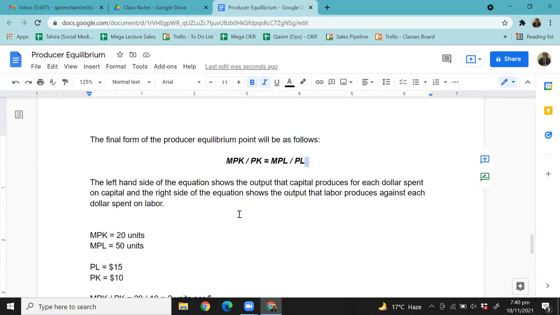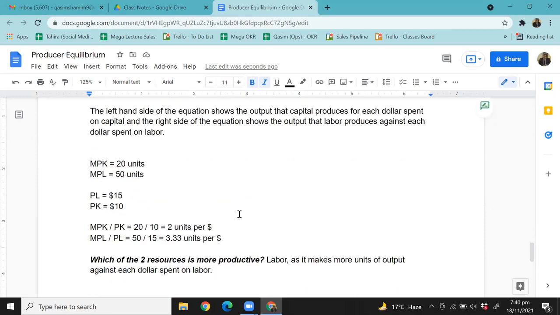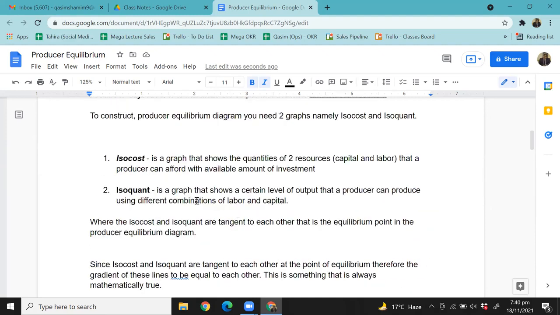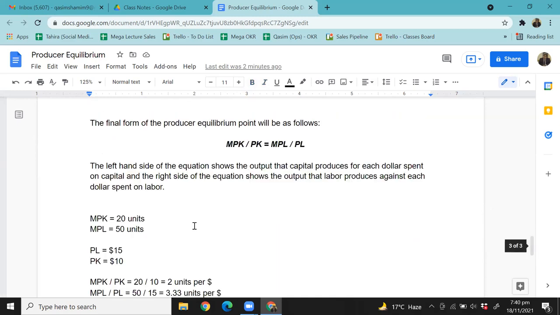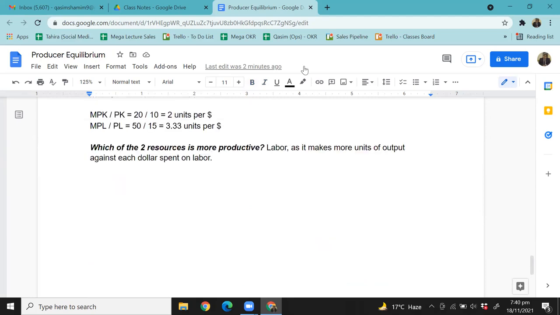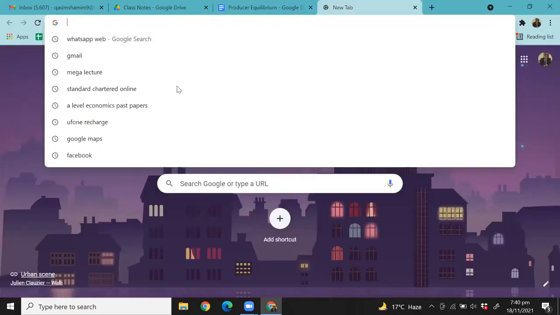Here, the producer would spend his or her money on resources that give them the highest output. And that is how this is aligned with the objective the producer wanted to achieve: to maximize the output with the available amount of investment. So if that is the objective, you should spend your money on resources that give you more output against each dollar that you spend on those. Easy? Is this simple? So that was what the producer equilibrium model was.